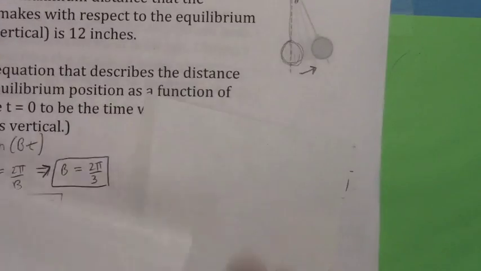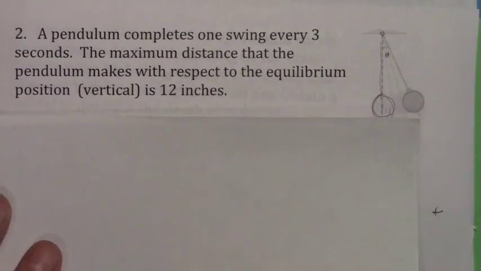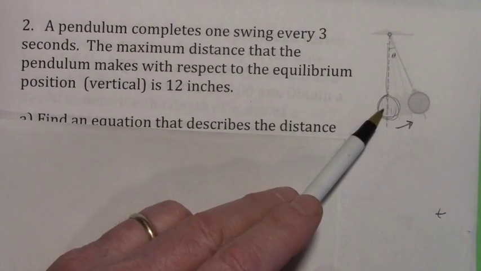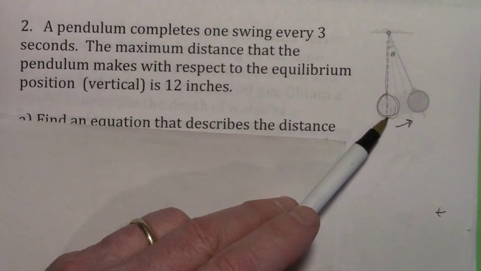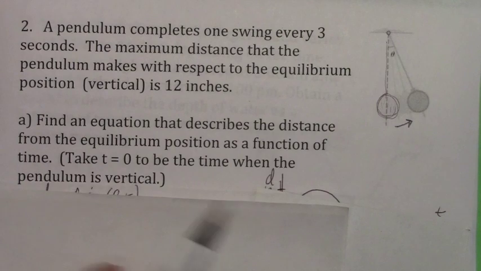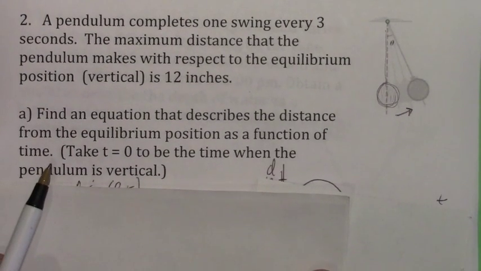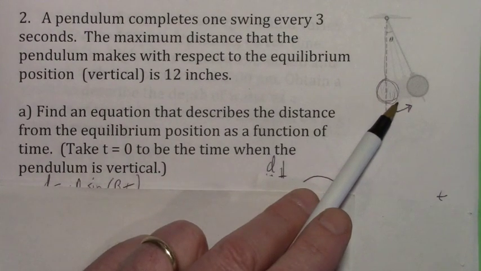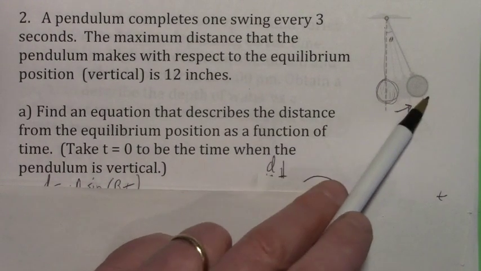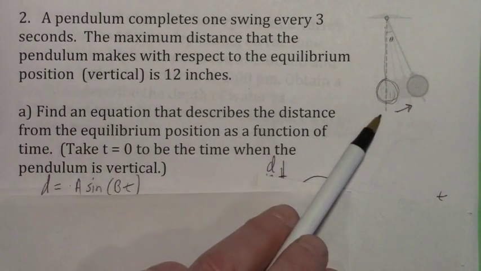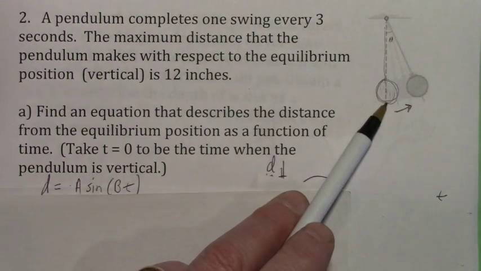Cosine. Let's take a look at this one. Let's see. A pendulum is swinging. Now the pendulum is at this vertical position, and then let's suppose it's swinging to the right. So at t equals 0, we're going to assume that it's at the vertical position, and it's swinging to the right. Now the furthest it goes is a distance of 12 inches away from the equilibrium position. Okay. And it completes one cycle every 3 seconds.